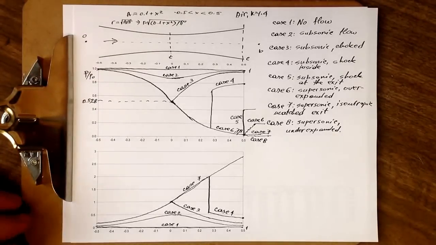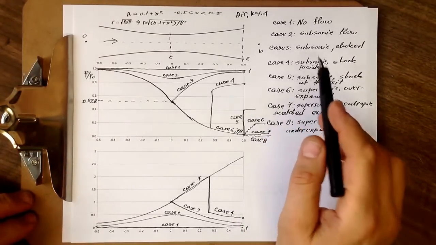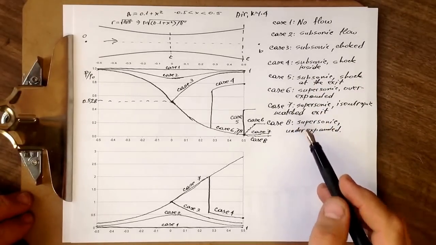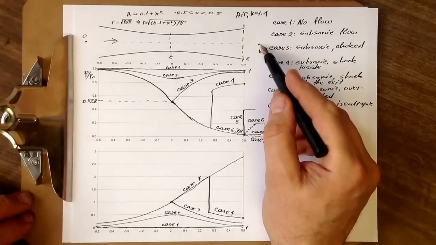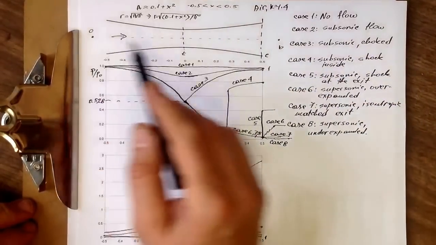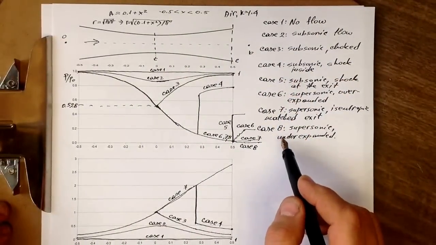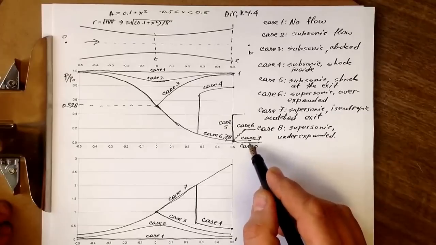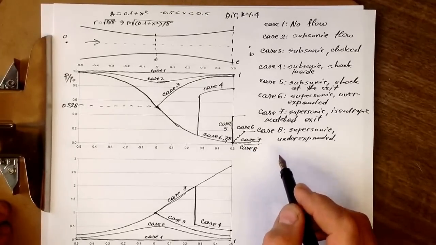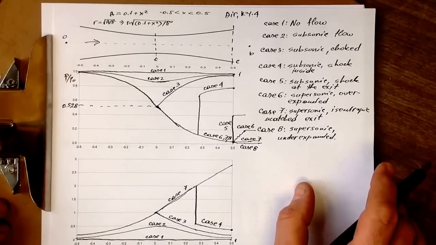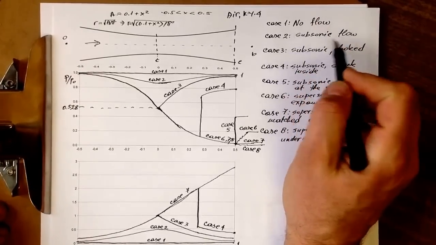In the first part I outlined essentially the 8 characteristic flow patterns that will occur at the nozzle as the back pressure behind the nozzle is gradually reduced from the stagnation pressure in case 1 all the way down to some pressure below the matching pressure at the exit. Now in this part we will look closer into the first 3 cases: no flow, subsonic flow and subsonic choked flow.